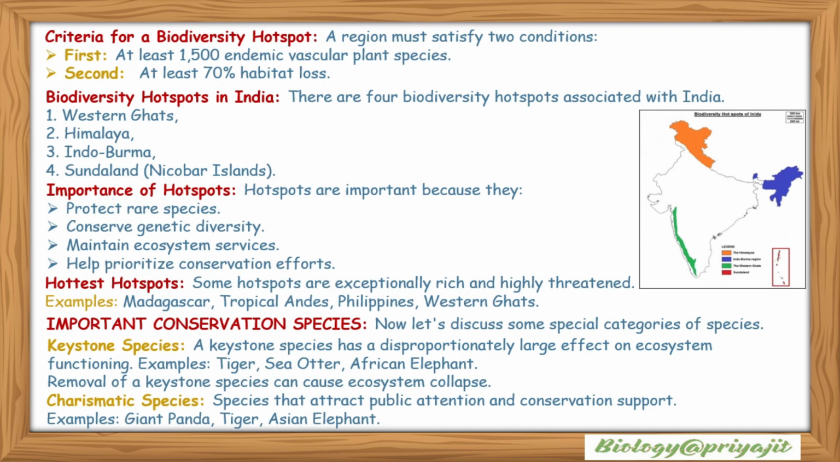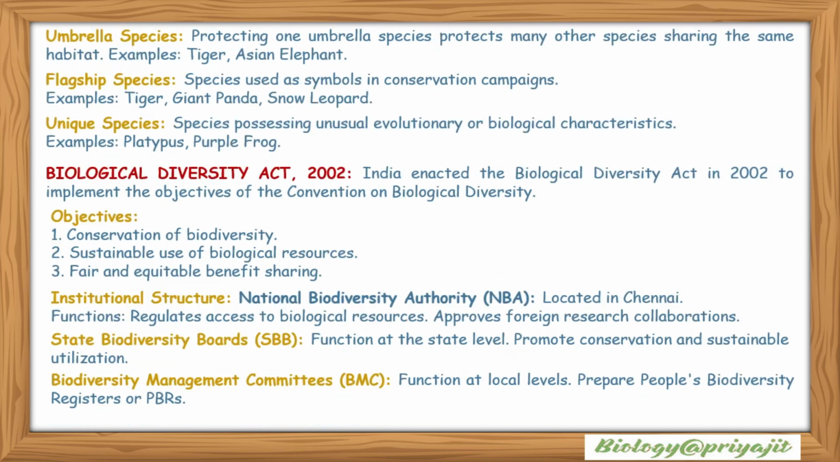Important conservation species. Now let's discuss some special categories of species. Keystone species. A keystone species has a disproportionately large effect on ecosystem functioning. Examples: tiger, sea otter and African elephant. Removal of a keystone species can cause ecosystem collapse. Charismatic species: species that attract public attention and conservation support. Examples: giant panda, tiger, Asian elephant, etc.